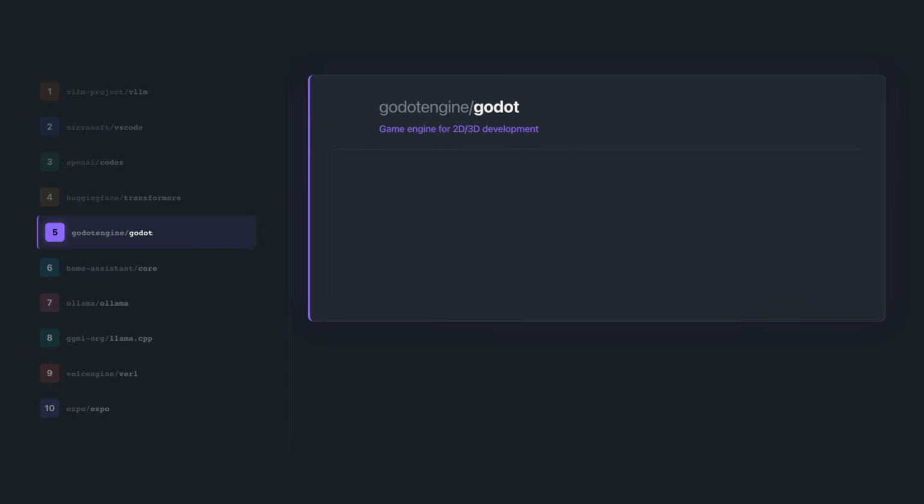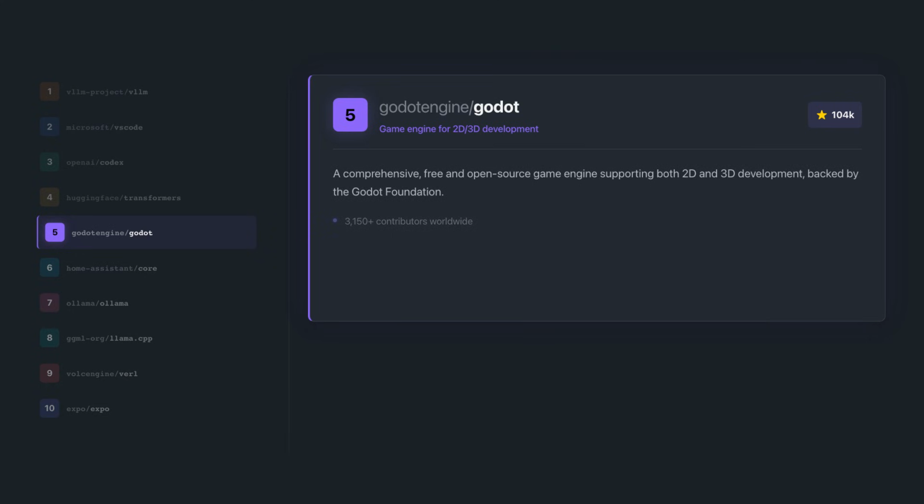Number 5. Godot Engine/Godot. The project's rise in popularity is a story of perfect timing meeting genuine need. When industry consolidation made developers nervous about commercial engine licensing, Godot offered an MIT-licensed alternative with zero revenue share. You own your games completely, a proposition that resonated with indie developers and studios alike.